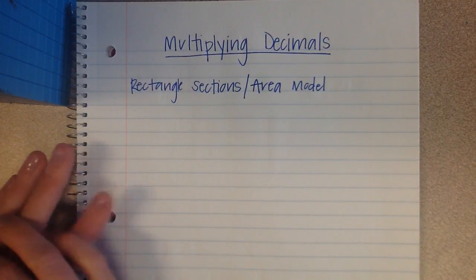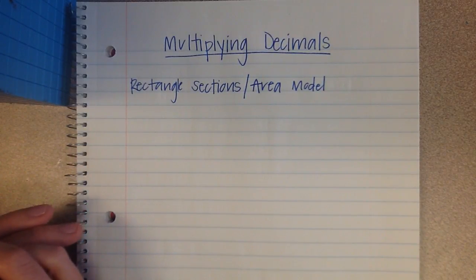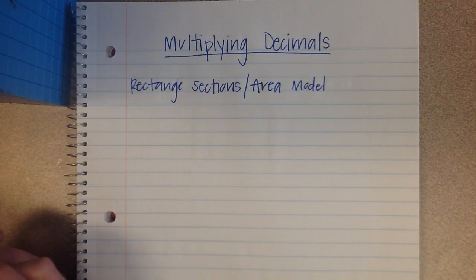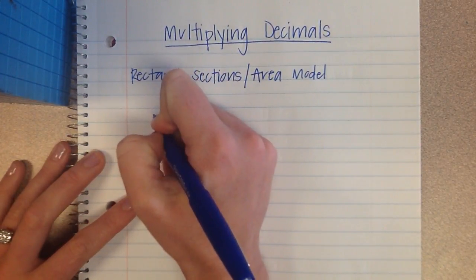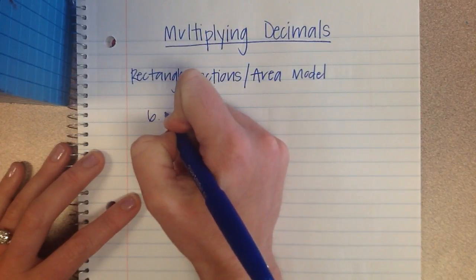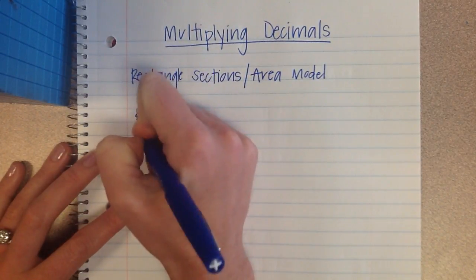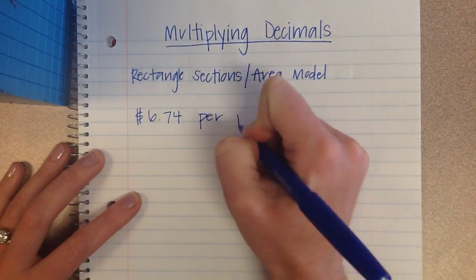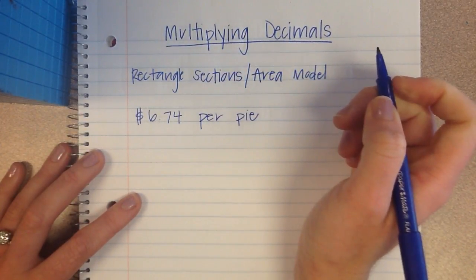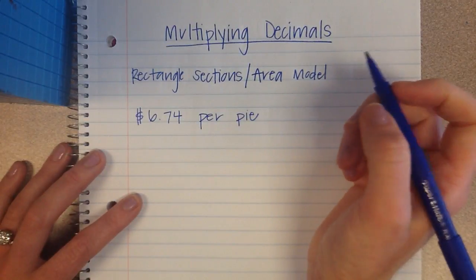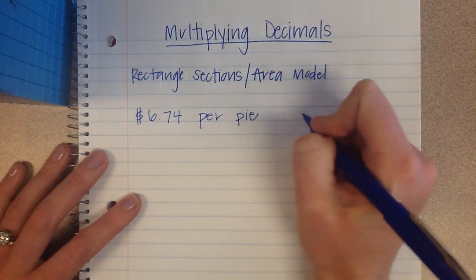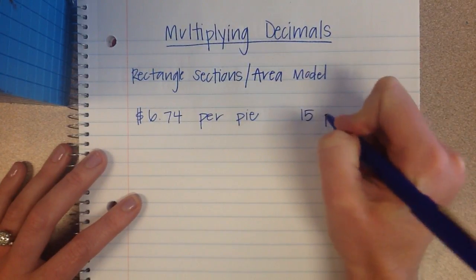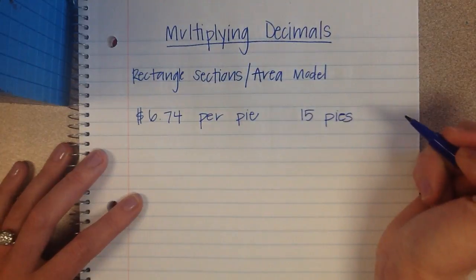So, let me think. Who do I want to use? Say that Chloe owned a pie store, and in this pie store, each pie cost $6.74 per pie. Say somebody came into the store and they wanted lots of pies for Thanksgiving, so she sold them 15. How much would their total be?